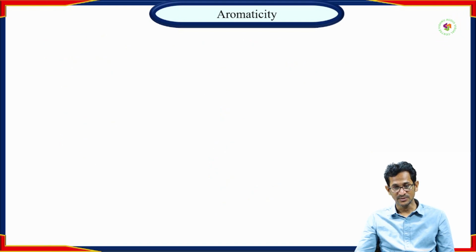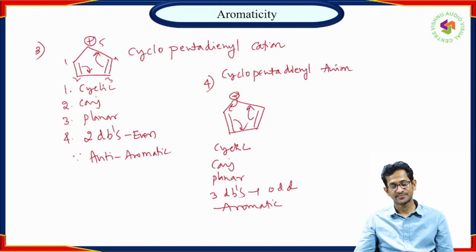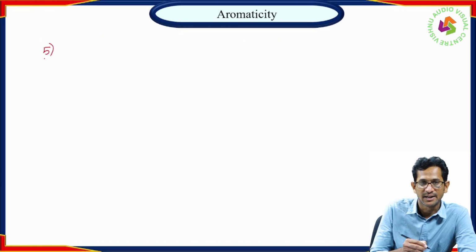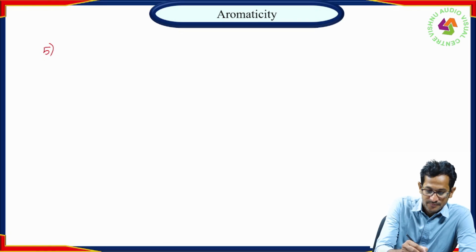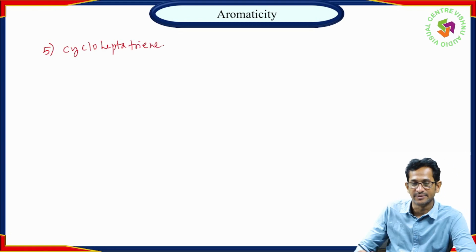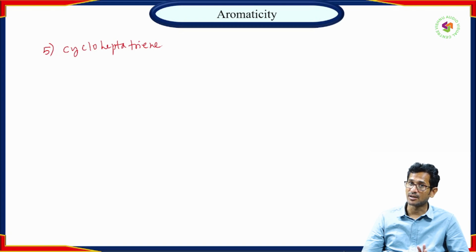Means cyclopentadiene is non-aromatic. Cyclopentadienyl cation is anti-aromatic. Cyclopentadienyl anion is aromatic in nature. Example number 5. Cycloheptatriene. Cyclic structure, hepta means 7 carbons. Triene means 3 double bonds.